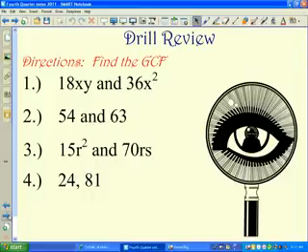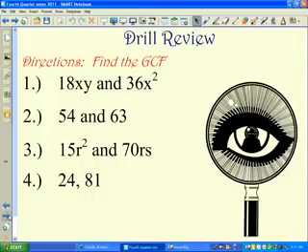Number 2 is 54 and 63. Number 3 is 15r squared and 70rs. And number 4, it's 24 and 81. So that last one should look familiar because it was also one of the problems from the previous homework. And it seemed like a lot of students had trouble with identifying the correct answer for this. So that's why I put it on today's drill.